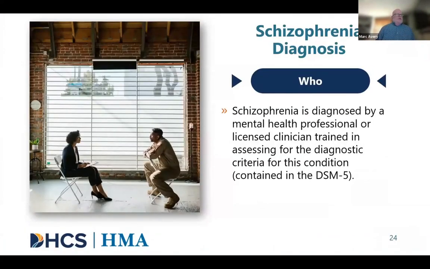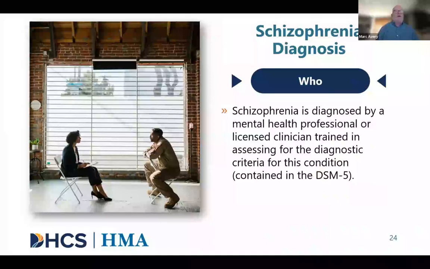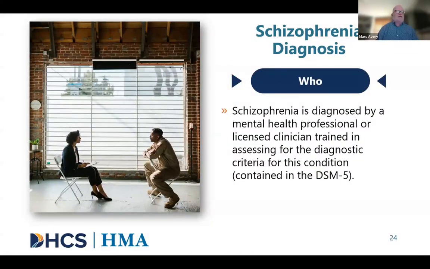Let's start with who can diagnose someone with schizophrenia. Schizophrenia is generally diagnosed by a mental health professional who is trained in the use of the diagnostic criteria for this mental health condition, those criteria that are contained in the DSM-5. The diagnosis is made by collecting information and talking to the person, and after all other possible causes of the symptoms have been ruled out.